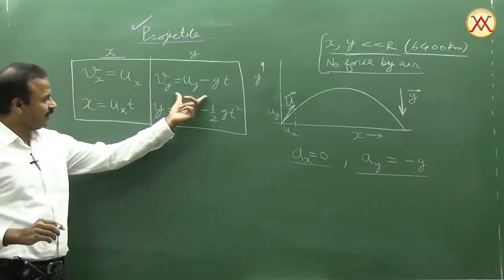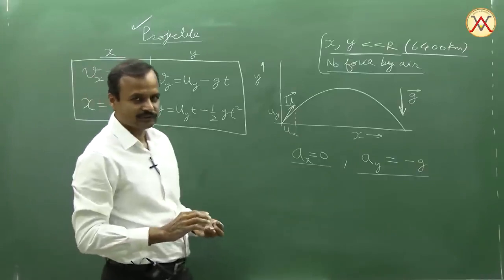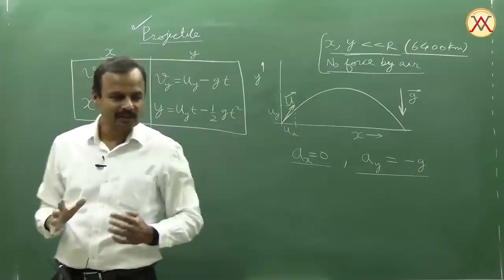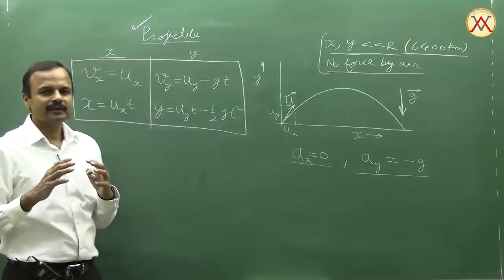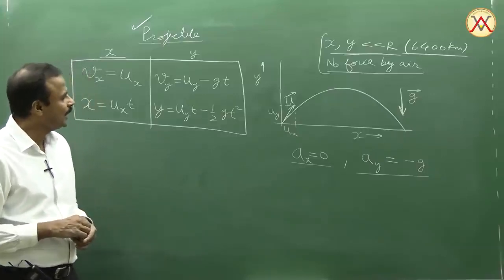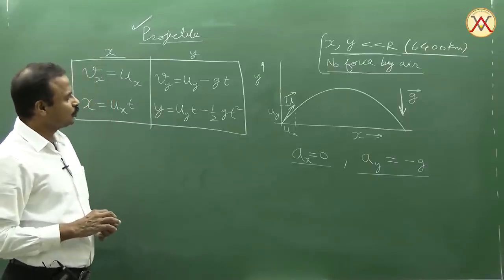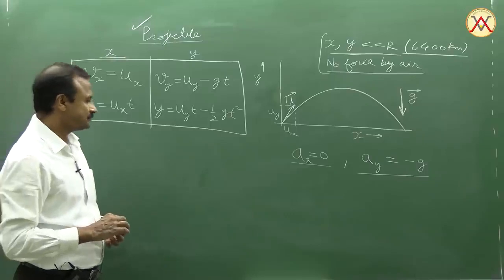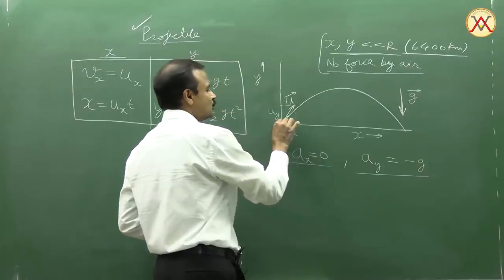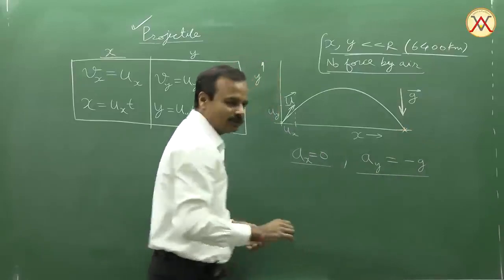X component of velocity, y component of velocity, x coordinate of particle, y coordinate of particle as a function of time. These are the basic equations of projectile motion. With the help of these equations, you can solve most of the problems of projectile motion. Now, say for example, we want to find the time taken by the projectile to go from this point to this point where it again hits the ground.